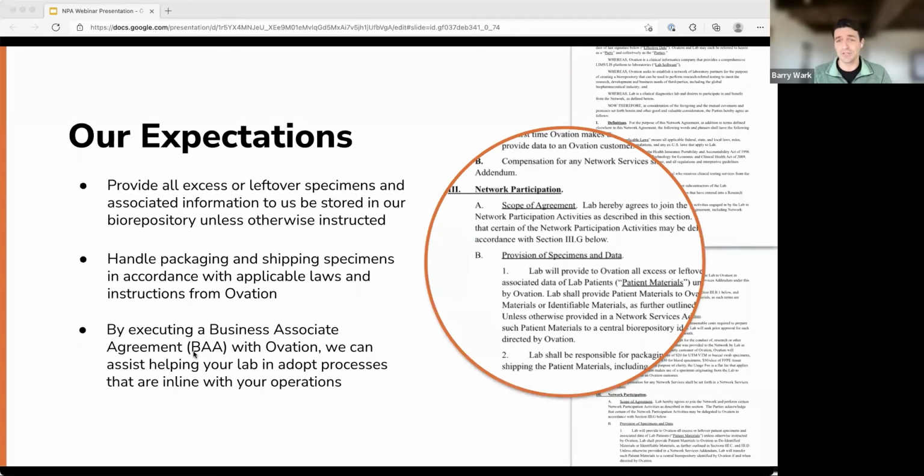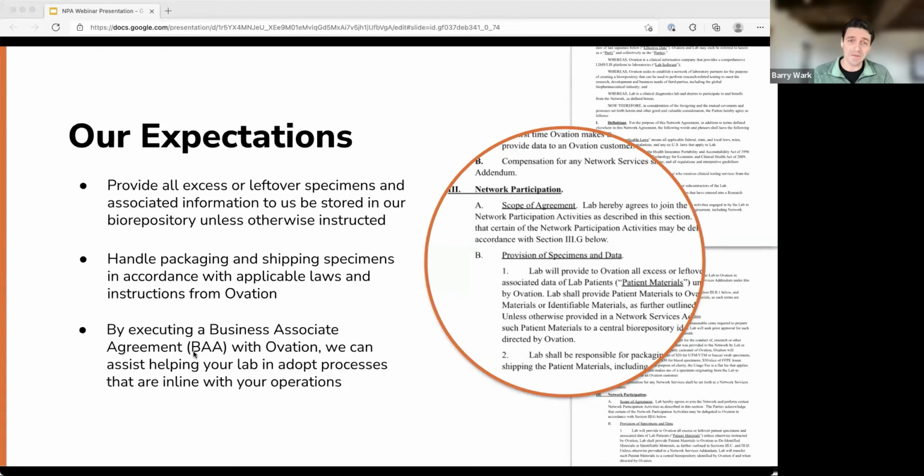There really are two core expectations. The first is that your lab will provide excess or leftover patient specimens and associated information to us to be stored in a biorepository, unless otherwise instructed. Your lab will be responsible for packaging and shipping these specimens and the associated information, and you must do this in accordance with applicable laws and any written instructions from us.